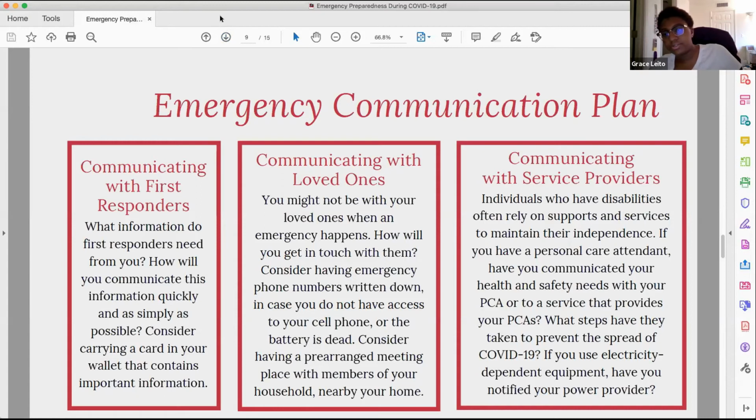Also, with electricity-dependent equipment, a lot of the times your electricity provider, if you let them know that you have certain needs for your medical equipment to be charged, if there's a power outage, they'll contact you and tell you the best place to charge your medical equipment, and they'll also offer to get first responders there to you if you need them. So it's a good resource to have.